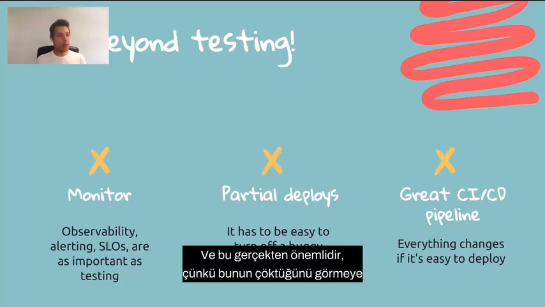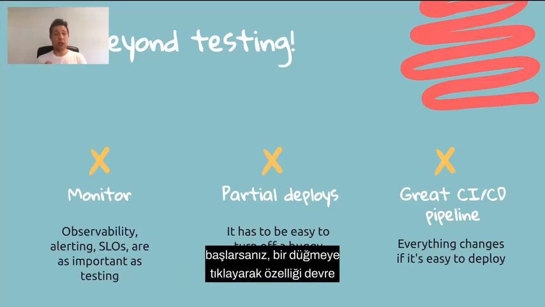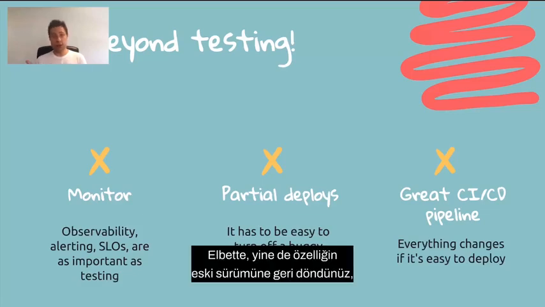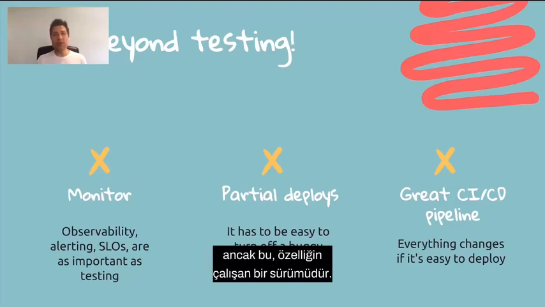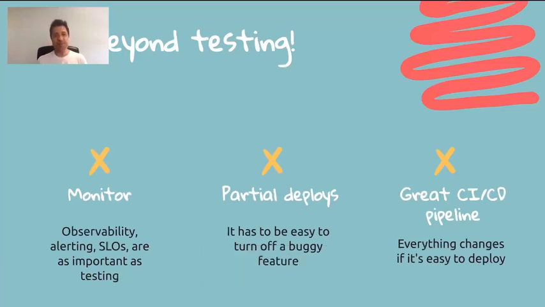And this is really important, because if you start to see this is crashing, you can, at a click of a button, disable the feature, and then the bug stops. You're still, of course, back to the old version of the feature, but it's a working version of the feature, and maybe that's better than a broken version of the feature, right? Especially for us in the payments domain, we don't want to reject payments because of a bug.